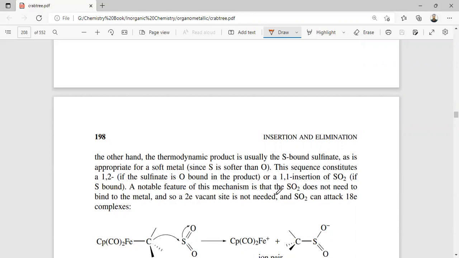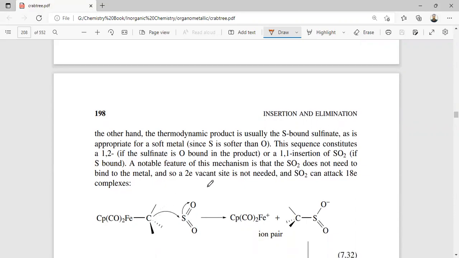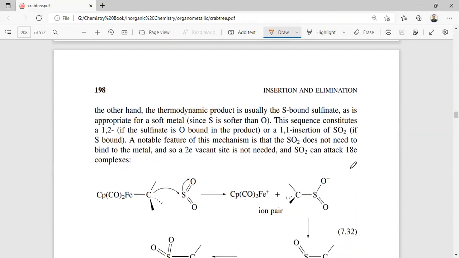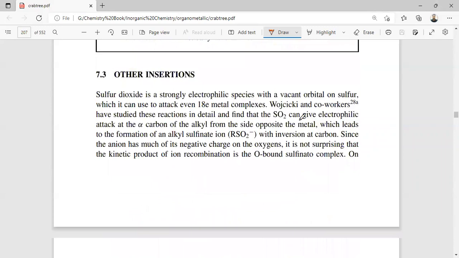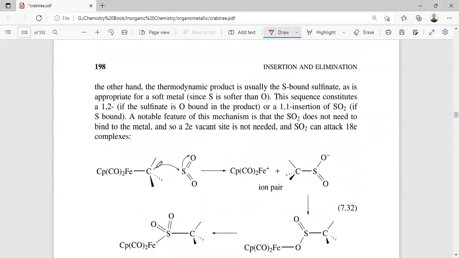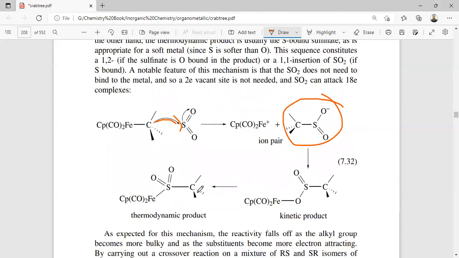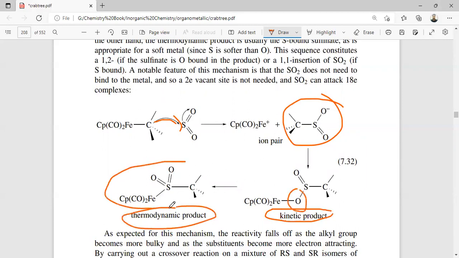A notable feature of this mechanism is that the SO2 does not need to bind the metal, and so the coordination vacant site is not needed. So it can also attack an 18-electron complex. So here the SO2, the electrophile, gives electrophilic attack at the alpha carbon of the alkyl group. The alkyl group attacks the SO2 to form this ion pair, which can give the kinetic product, the O-bonded product, or the thermodynamic product, the sulfur-containing product.